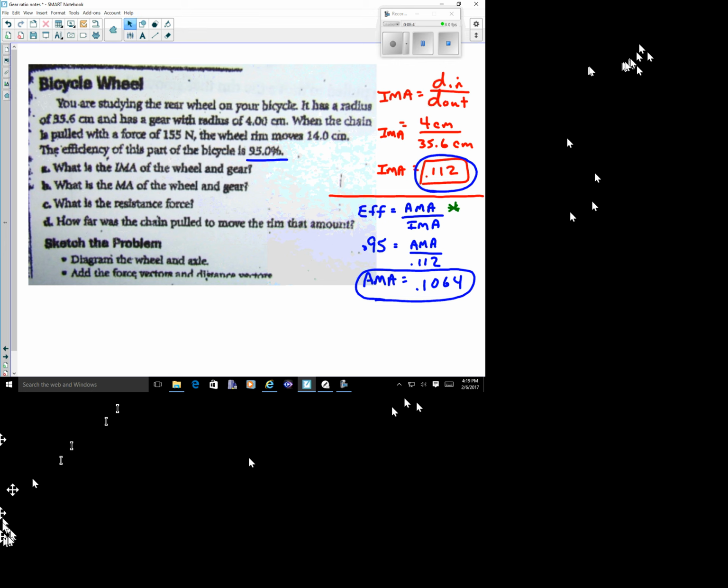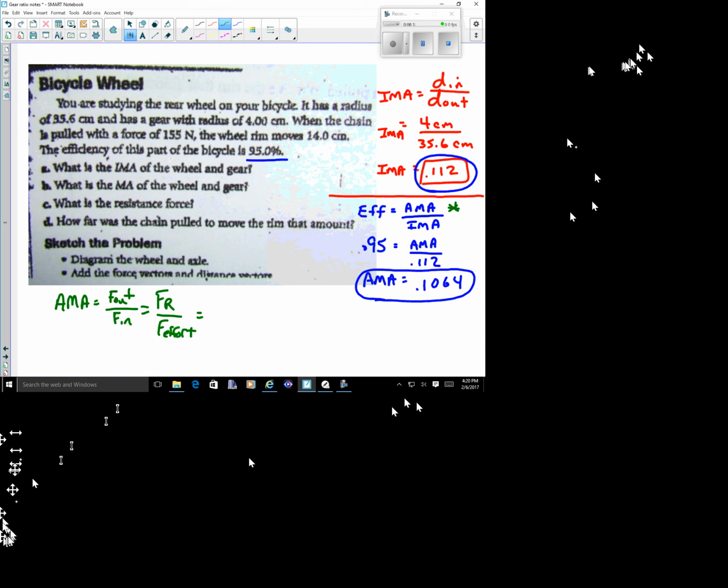Well, the way you get that, I'm running out of room here. Let me scroll this down a little bit if I can. The resistance force is in the actual mechanical advantage formula. If you remember, it was force out over force in. Your force out is what we call your resistance force, okay? And your force in was called your effort force, okay? So let's go ahead and figure out what this is.